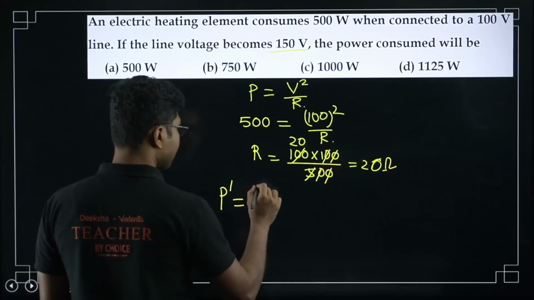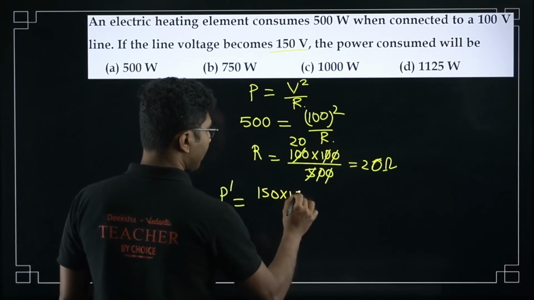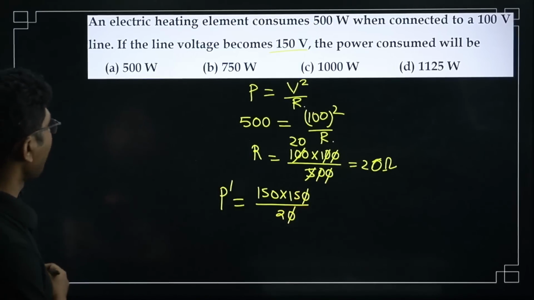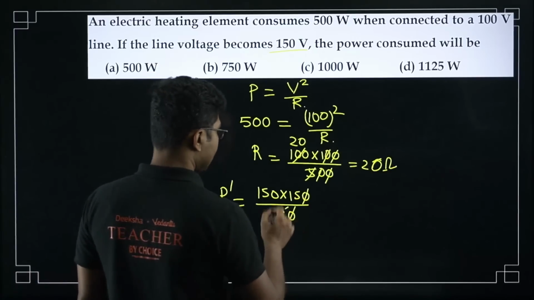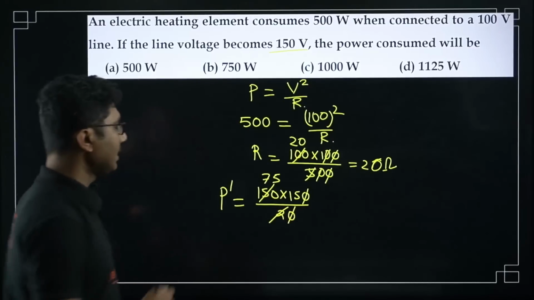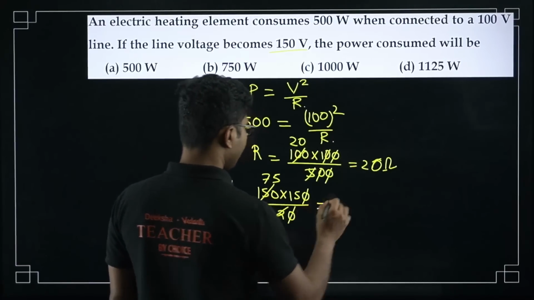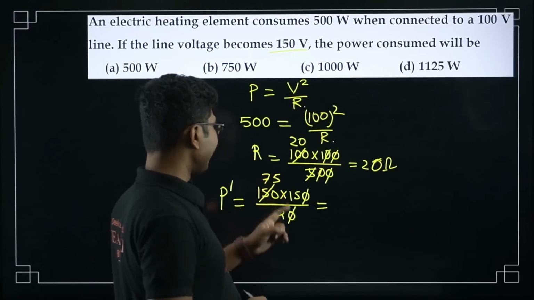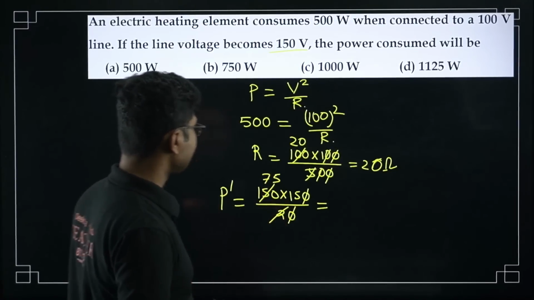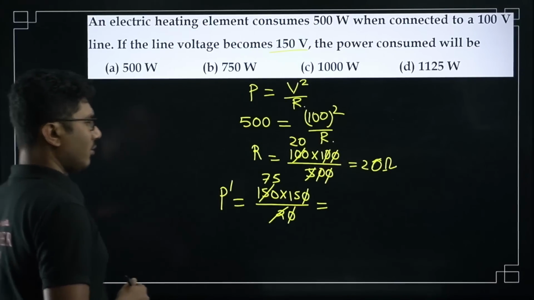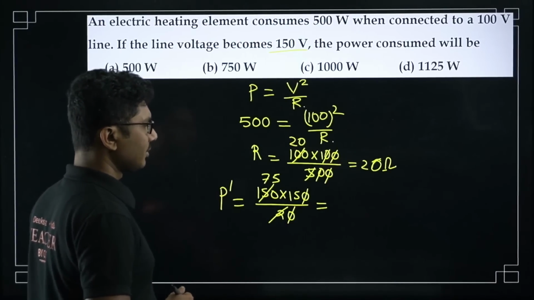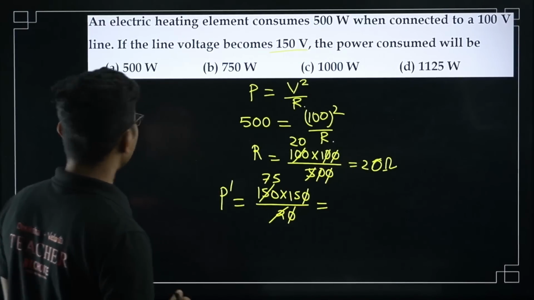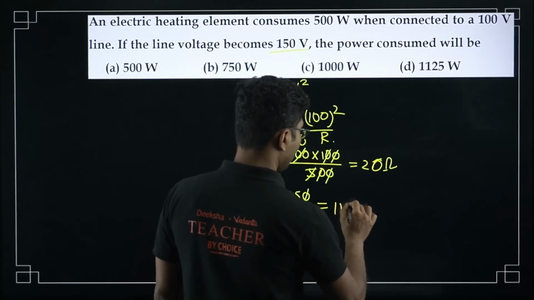right? So it will be 150 into 150 divided by 20, so it will be 75 into 15, which is 750 plus 375. So 750 plus 375, so it will be 1125 watt.